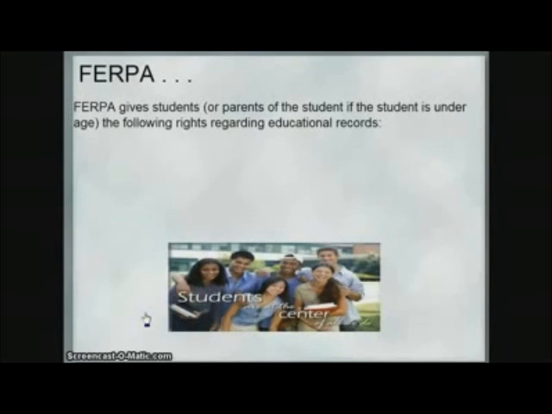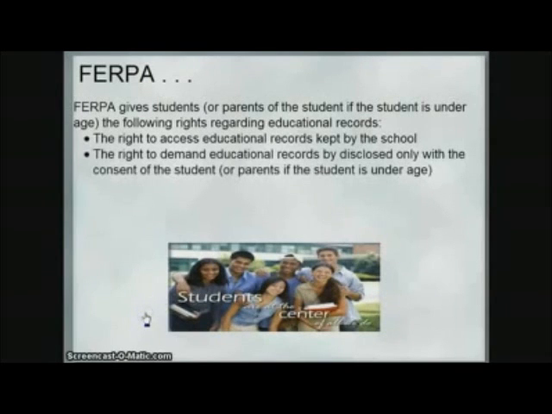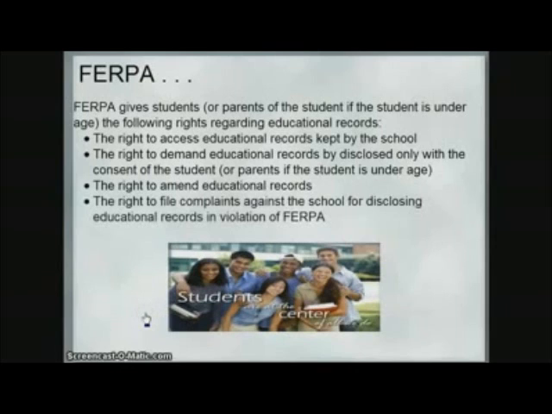FERPA gives students the following rights: the right to access the educational records kept by the school, the right to demand that their records be disclosed only with consent, the right to amend their records, and the right to file complaints against the school for disclosing records in violation of FERPA.